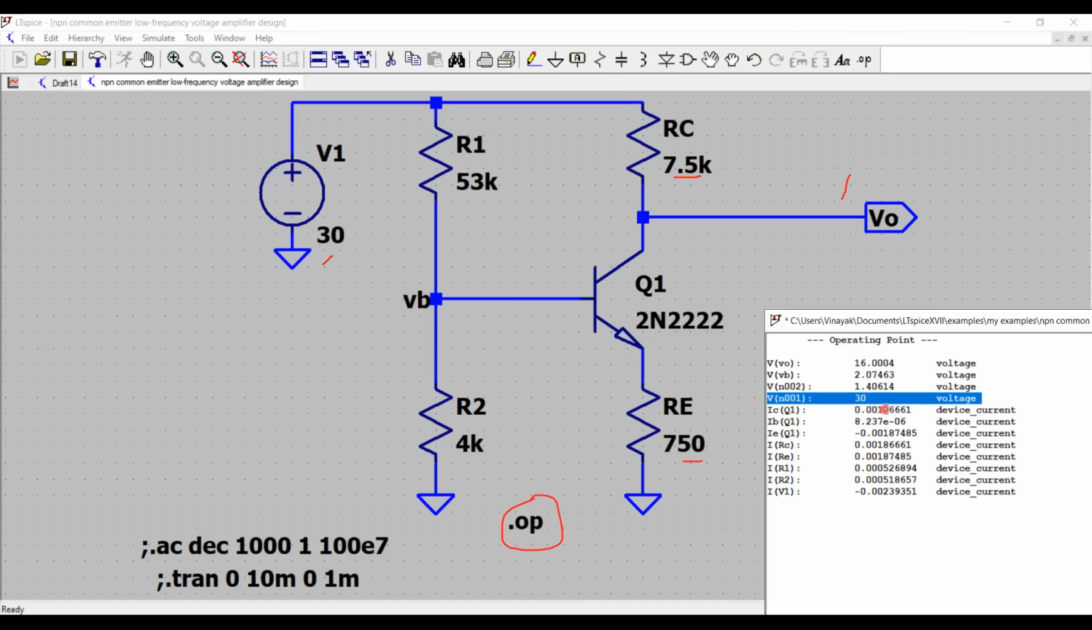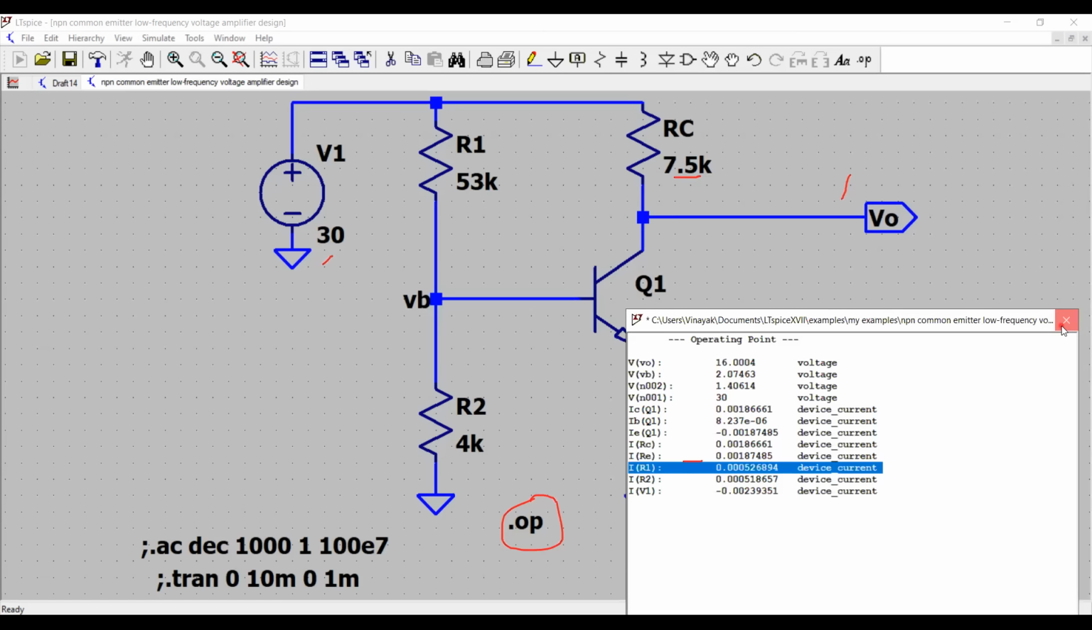The collector current is 1.8 milliampere. The base current is 8.2 microampere, pretty close to what we calculated in theory. And this is also 1.87 milliampere emitter current. And then you have the current through the resistor RC, which is the collector current, and the current through R1 and R2 comes out to be 0.5 milliampere each.